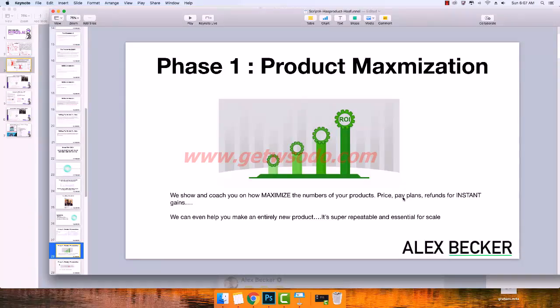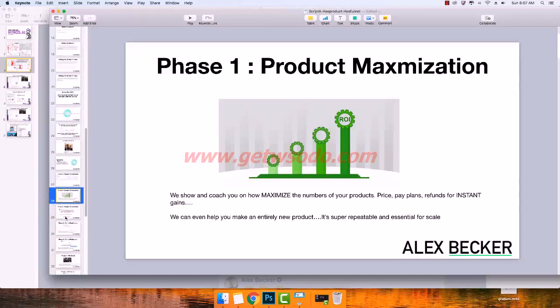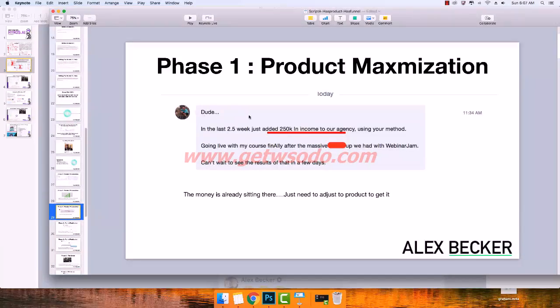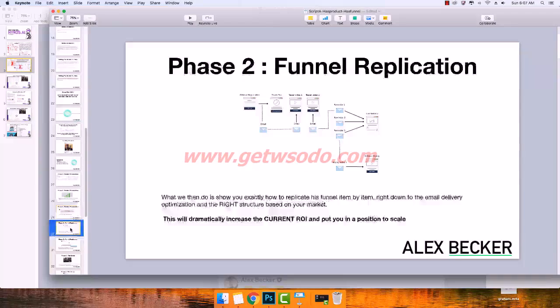Now, the crazy thing about this as well is not only will we show you how to increase your pay plans and lower refunds, we'll show you to make people actually love the product too, so those things happen organically. For example, this student right here applied this to his product, was able to add over $250,000 in income to his agency or his business. And look, the money's just sitting there. You just need to adjust your product to get this. And this is the first thing we're going to apply to you. We're going to copy exactly what Alex has done and all of his students have done.